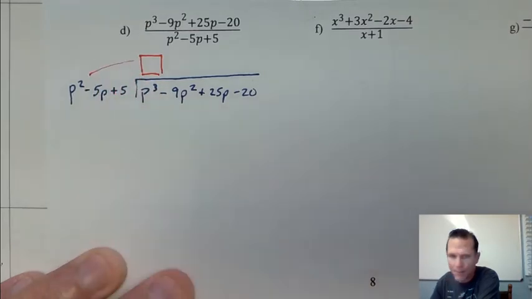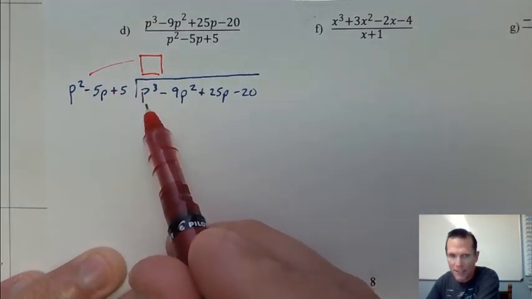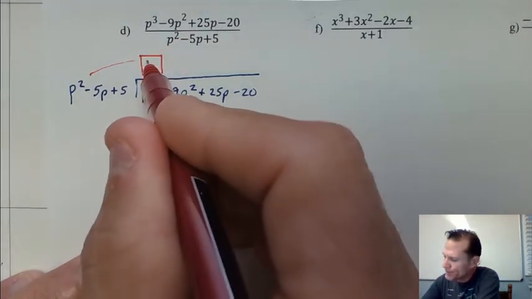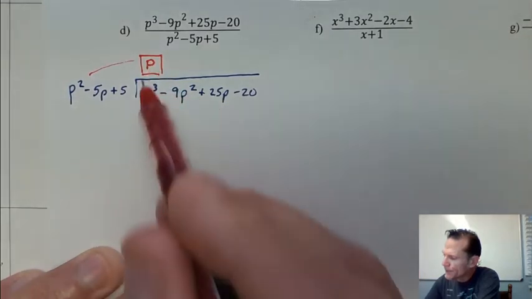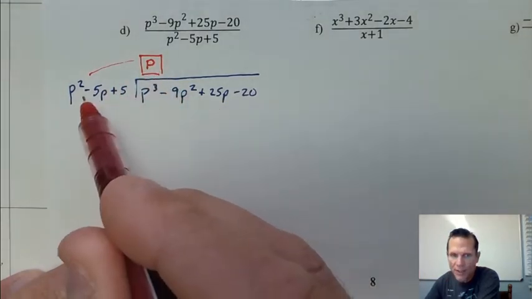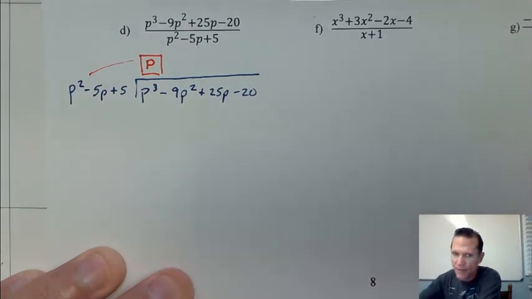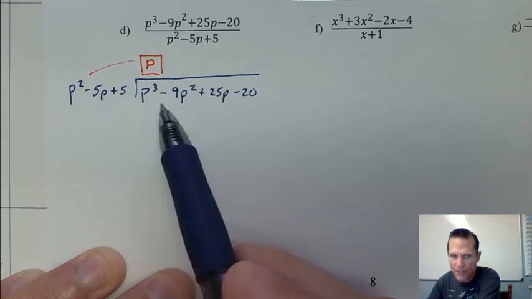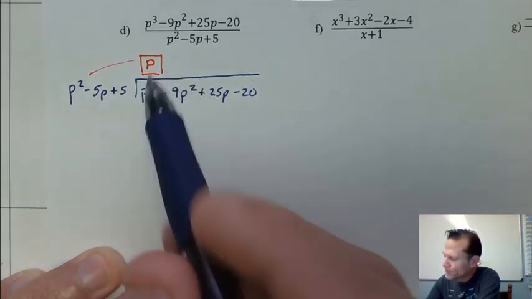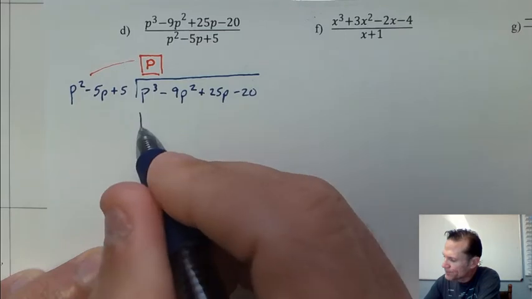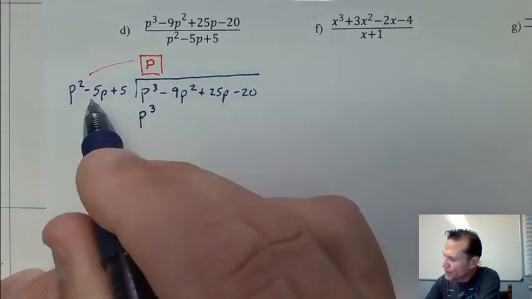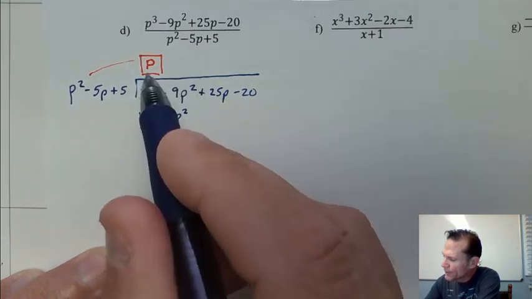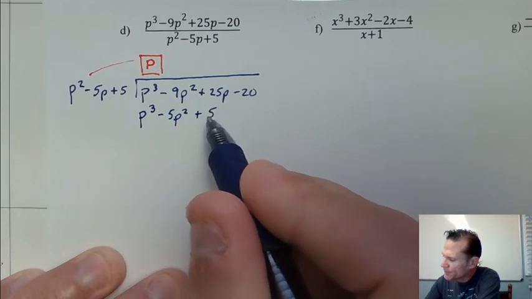So when we multiply it by p squared, we get exactly p to the third. So what I'm going to put up here is p. Then when I take p times p squared, I'll get p to the third. But I have to distribute this p to this entire trinomial and then write my result down here. So I'm going to do that. I get p times p squared, p to the third. P times negative 5p is negative 5p squared, and then p times 5 is 5p.